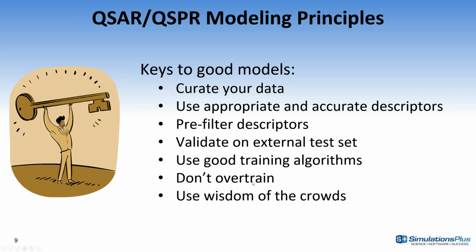Using good training algorithms, and again, I mentioned the artificial neural network ensemble is our favorite. And then also using wisdom of the crowd. So I mentioned we use an ensemble. So we not only use one artificial neural network, we use 33 artificial neural networks and take an average of those to reduce any noise from any individual network.